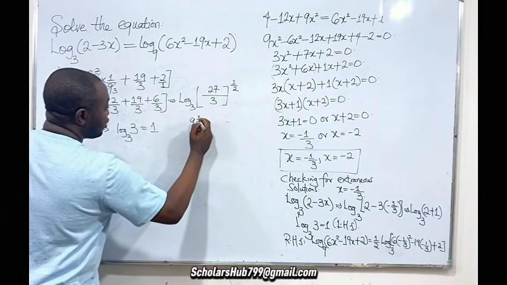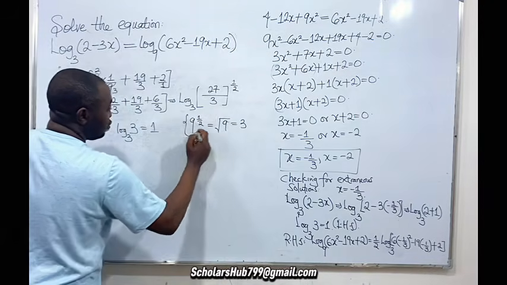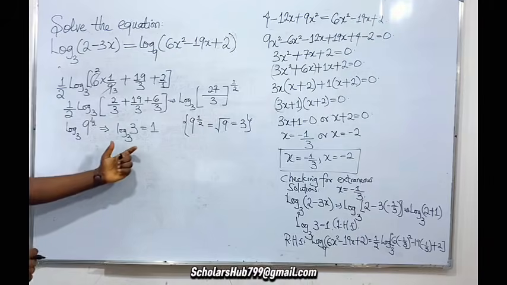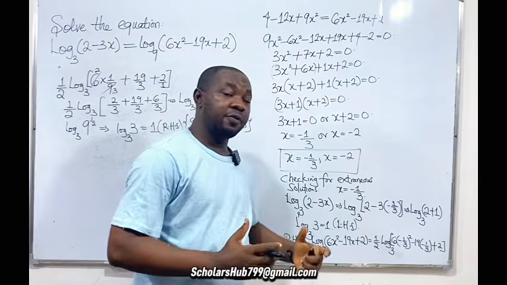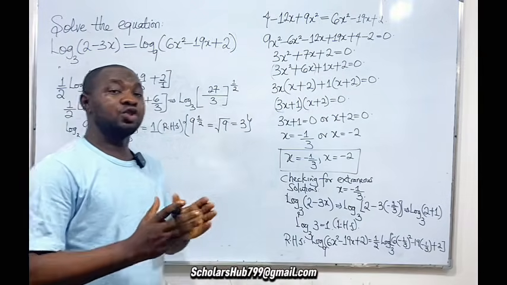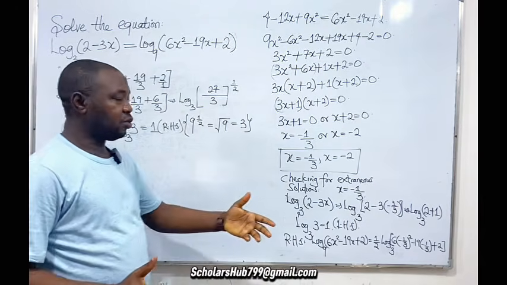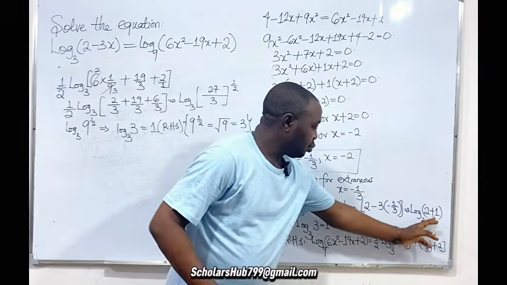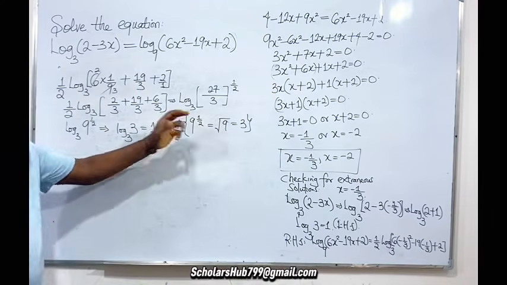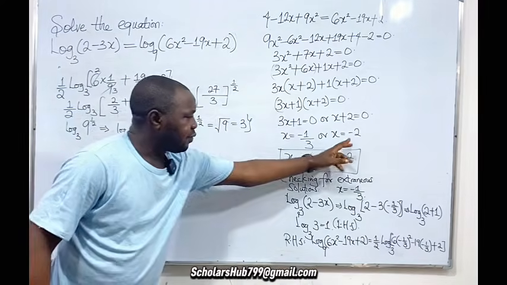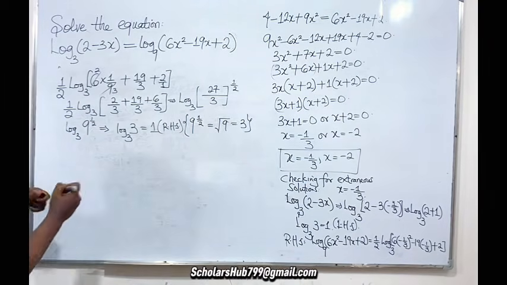Let's not forget that 9 raised to the power of 1/2 is the same thing as the square root of 9, and that equals 3. So the right-hand side also equals 1. But when checking for extraneous solutions, we want to be sure that the argument of the logarithm is what? Positive, or greater than 0. And we already know that it is positive based on the information we have here and also here. So x equals minus 1 over 3 is a solution.